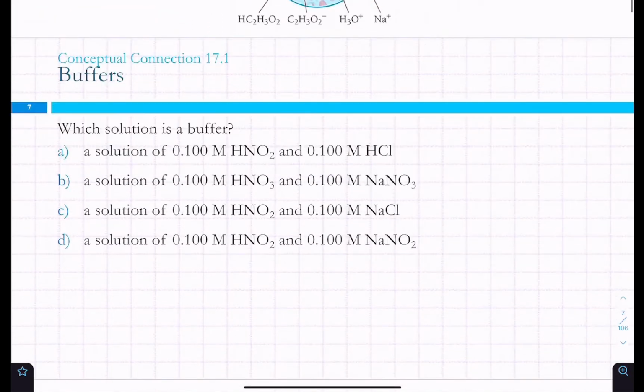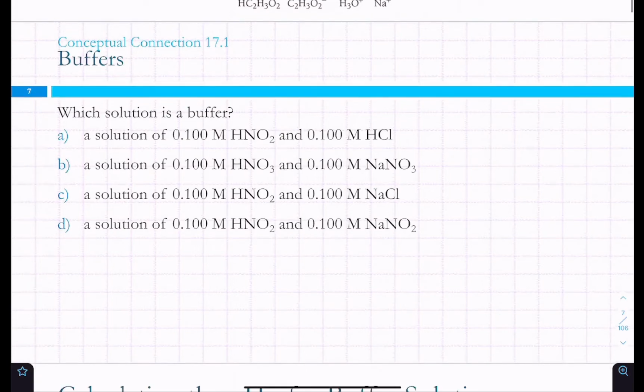So which of these solutions is a buffer? Really, which one has a weak acid and a weak base? Weak acid and weak base of the same kind.